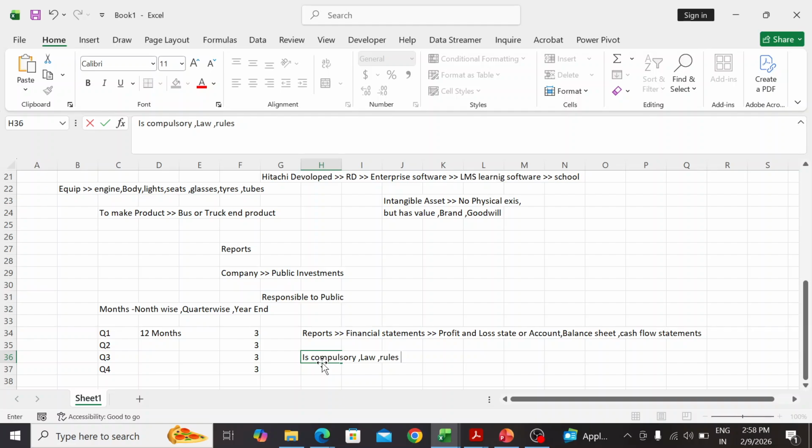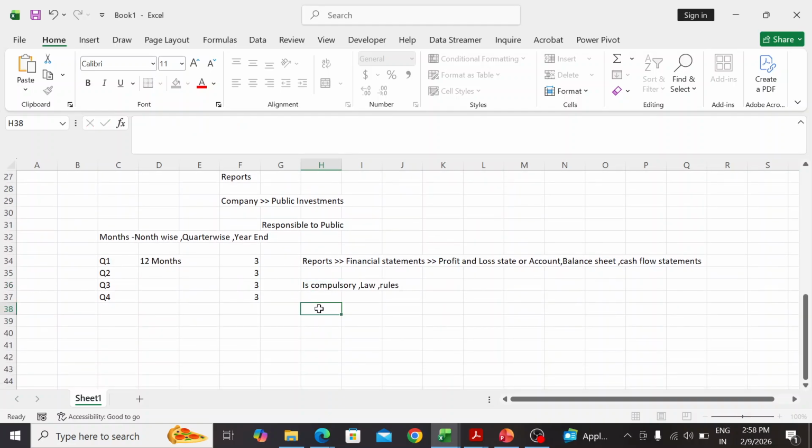Financial statements are nothing but the profit and loss account, balance sheet and cash flow statements. They have to prepare these statements and submit them to the government. So that is a compulsory, mandatory task for every company, or all companies operating in that respective country. According to the respective country's accounting laws, rules, regulations, tax laws and their compliance, they have to submit their reports.